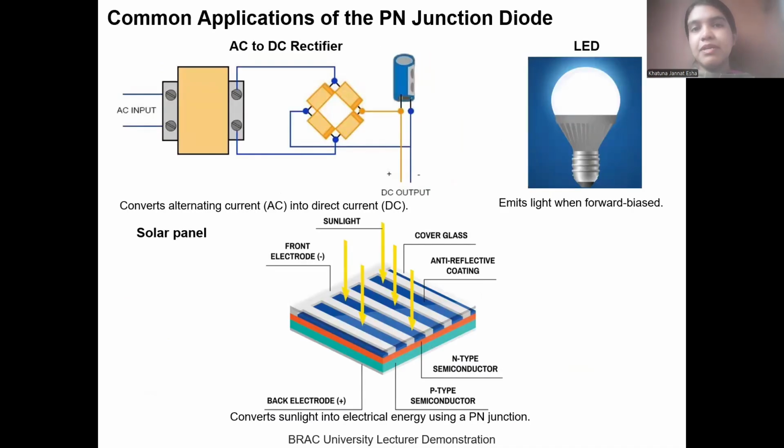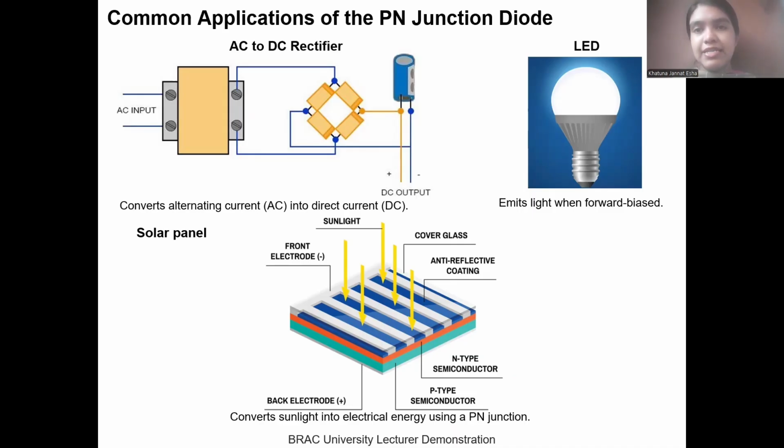Now, let's see some applications of a PN junction diode. Its most common application is as a rectifier. A rectifier can convert an AC input into DC output. This way, in our devices, we can get DC power after charging the device.